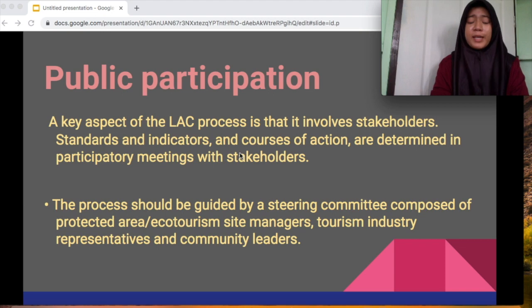Next is public participation. A key aspect of the LAC process is that it involves stakeholders. Standards and indicators and courses of action are determined in participatory meetings with the stakeholders. Whatever management system is chosen, stakeholders should be involved to the fullest extent possible. This process should be guided by a steering committee composed of the protected area or ecotourism site manager, tourism industry representatives, and community leaders.